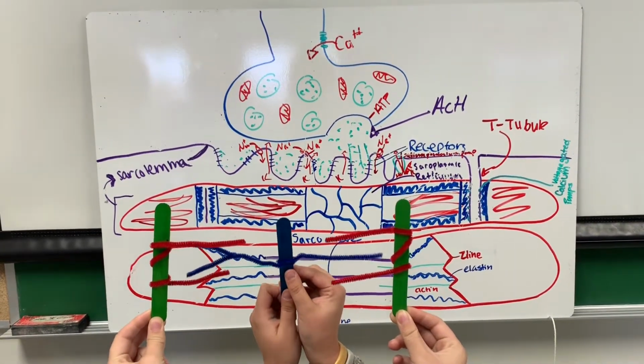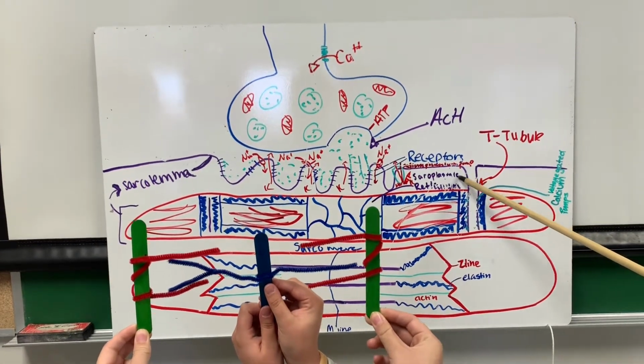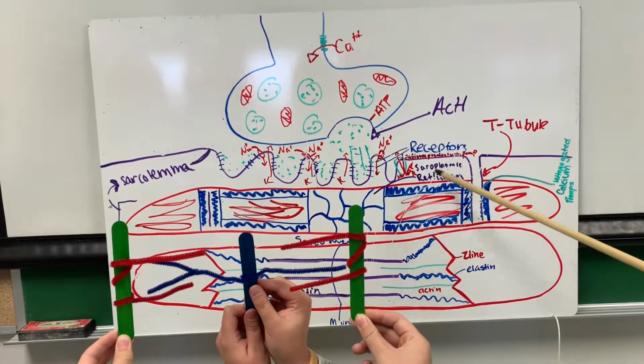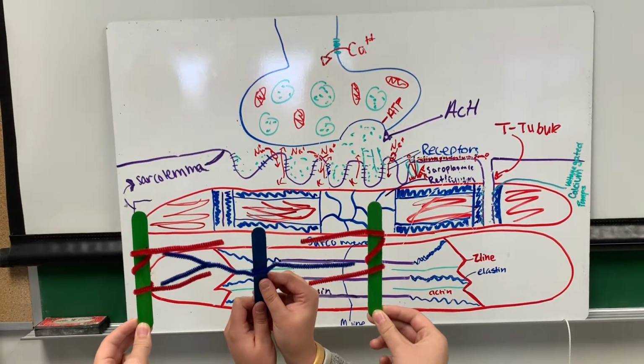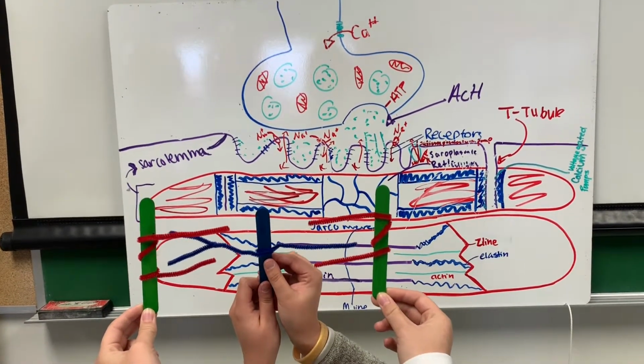There are channels on the T-tubules that then open from the action potential. These are voltage-gated channels and also allow calcium to flow into the sarcoplasmic reticulum. This calcium flows out to where the filaments are located. The calcium then binds to the troponin that moves the tropomyosin complex.